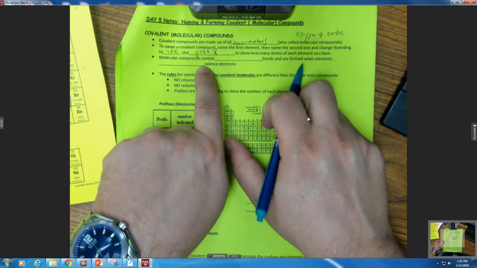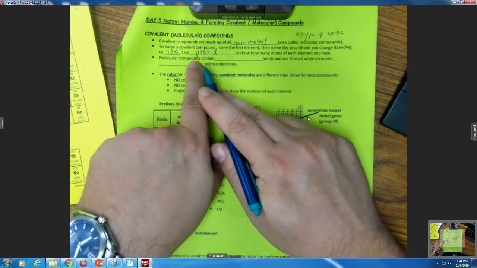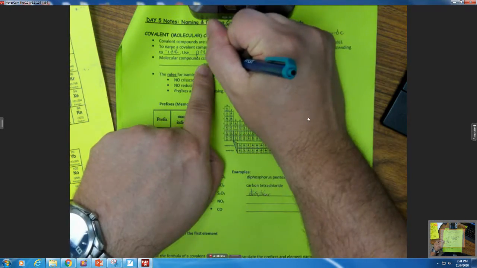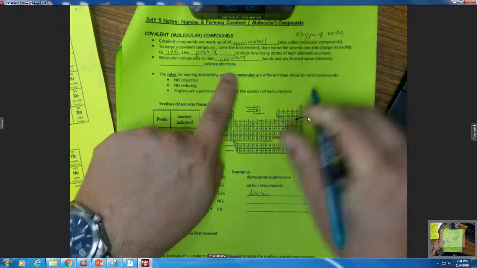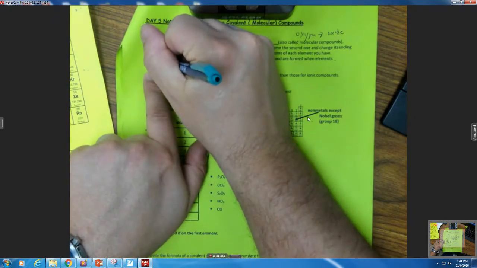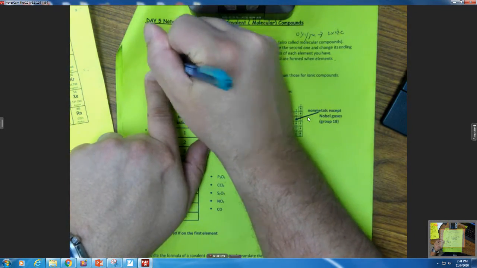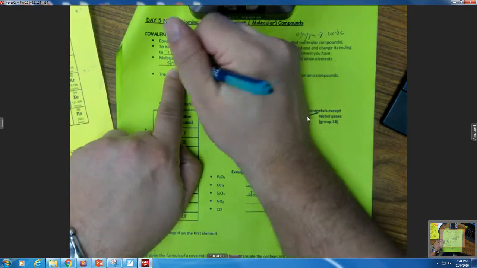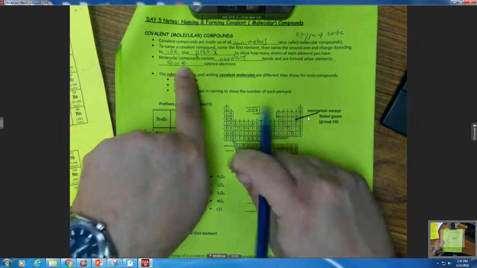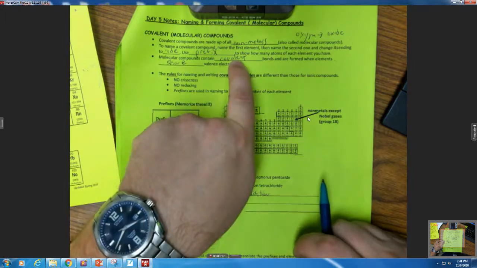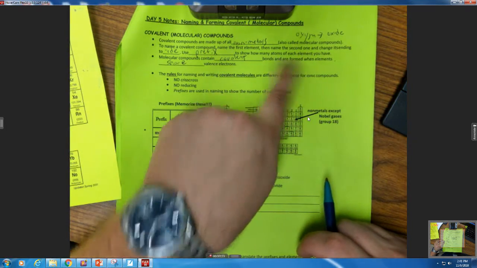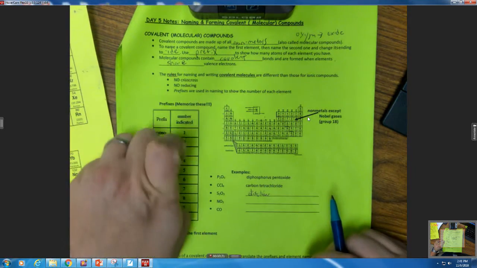So this last part, molecular compounds, contain what are called covalent bonds and are formed when elements share valence electrons. Ionic compounds transfer valence electrons, so you end up with like a positive or a negative charge, but covalent bonds happen when elements simply share their electrons to meet the octet rule.